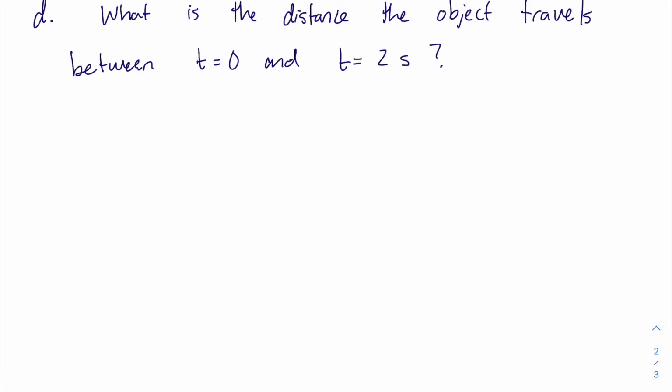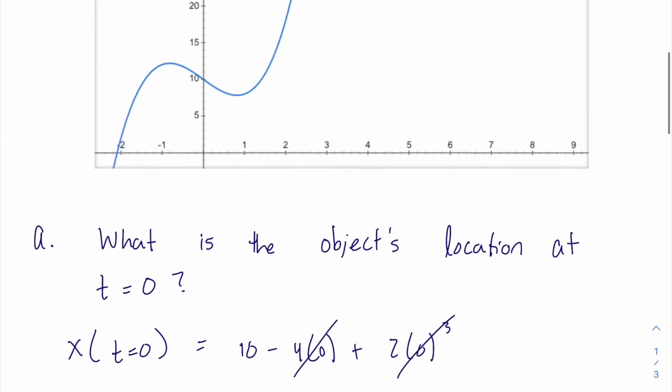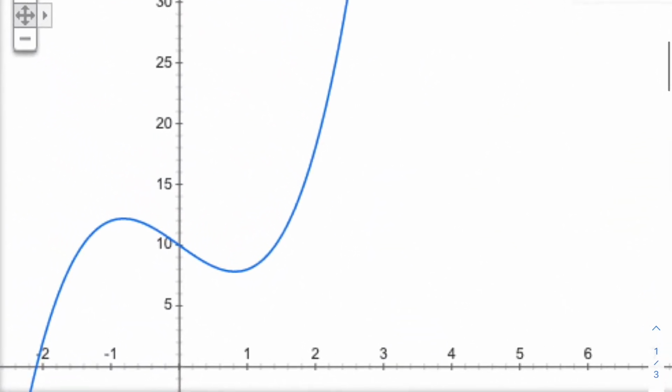Next, we want to know the distance traveled between time 0 and time 2 seconds. You might think this is just the same as displacement, but it's not. Let's start by looking at the graph first and see if we can figure out distance from the graph. From the graph, we can see that we start at 10 meters at 0 seconds. Then we travel some distance to here, then we turn around, and at 2 seconds we end up somewhere around here. So we can estimate our distance traveled from the graph.